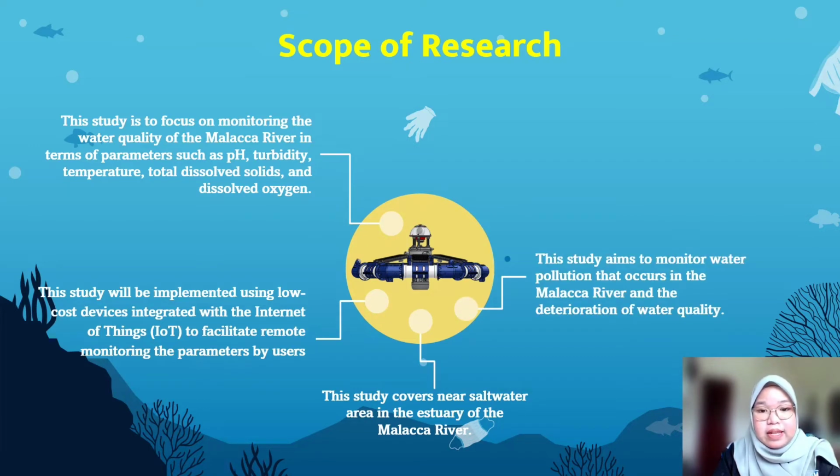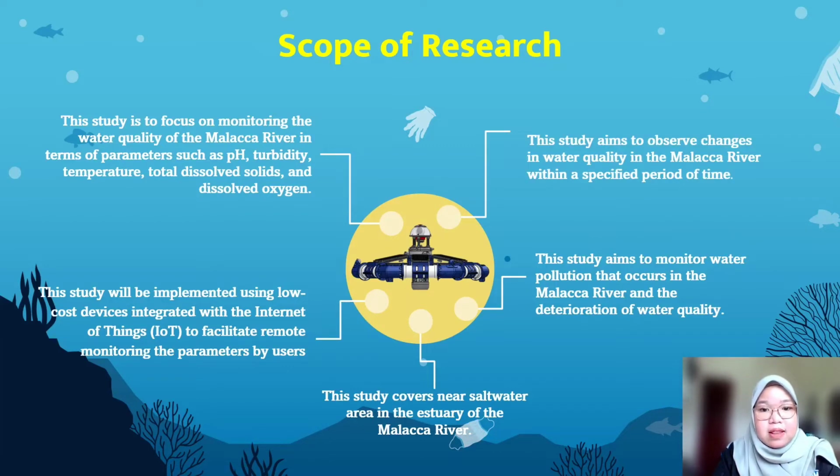Fourth, the study aims to monitor water pollution that occurs in the Malacca River and the deterioration of water quality. Last, this study aims to observe changes in water quality in the Malacca River within a specific period of time.